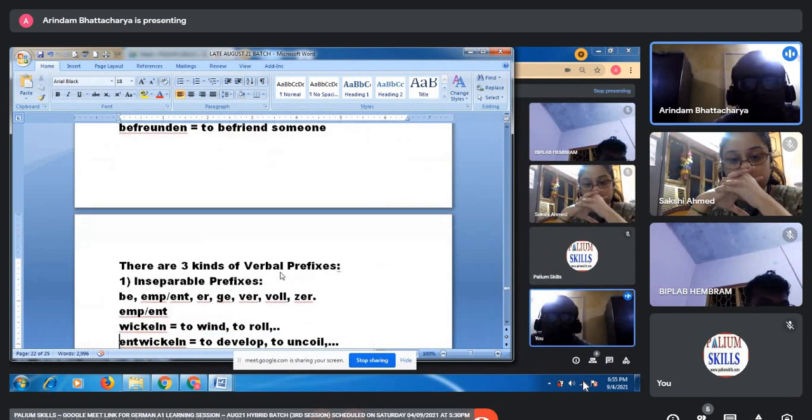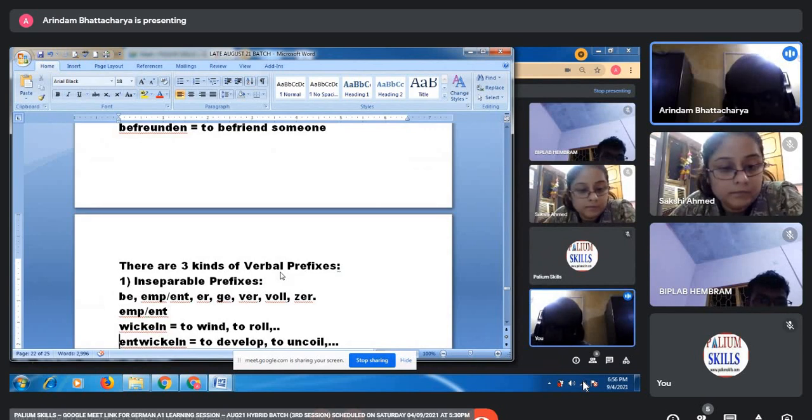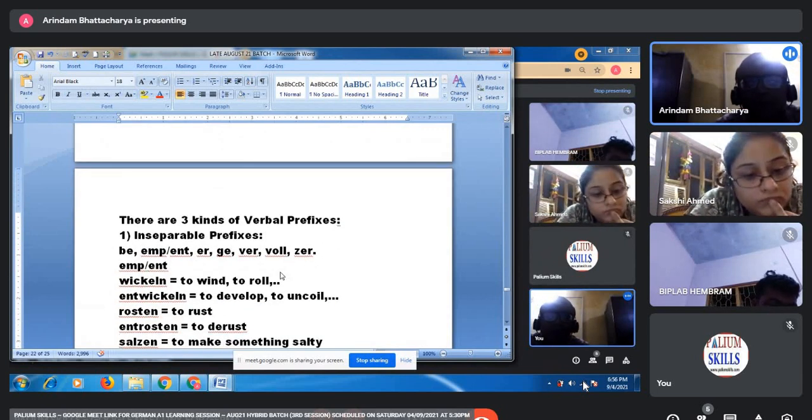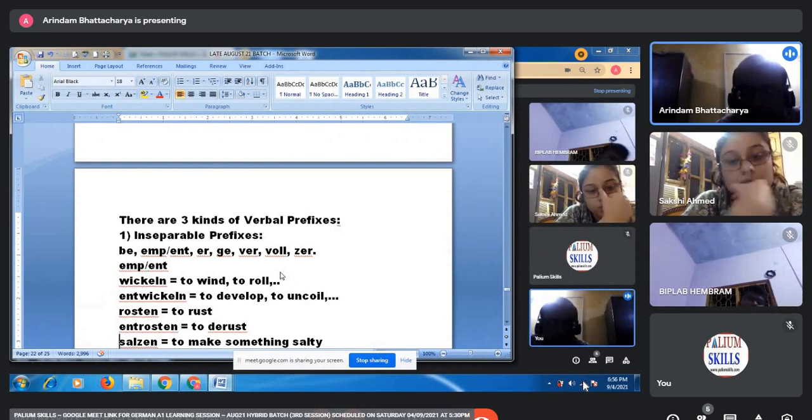So there are three kinds of verbal prefixes: inseparable prefixes: be, ent, emp, ent, er, ge, ver, zer. Now we are coming to emp, ent. Wickeln means to wind, to roll. Entwickeln, to develop, to uncoil. That is just the opposite action.